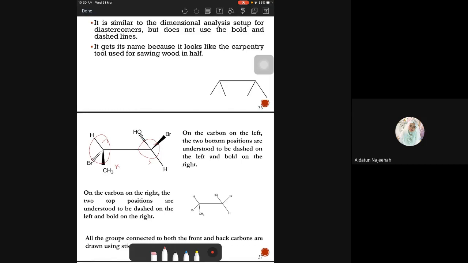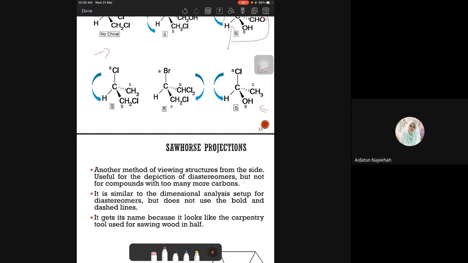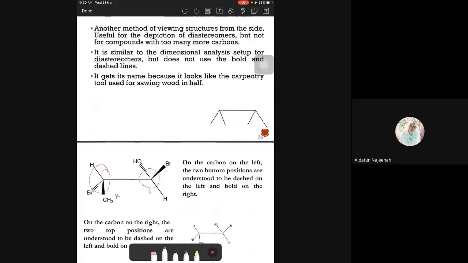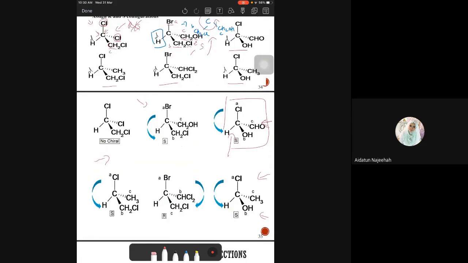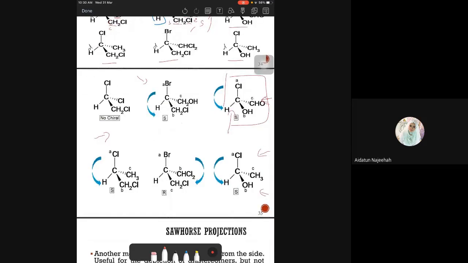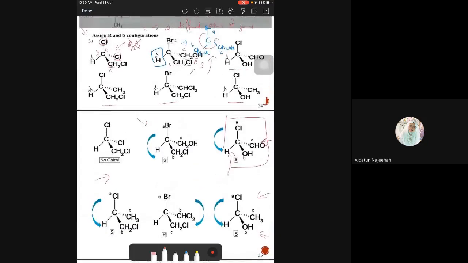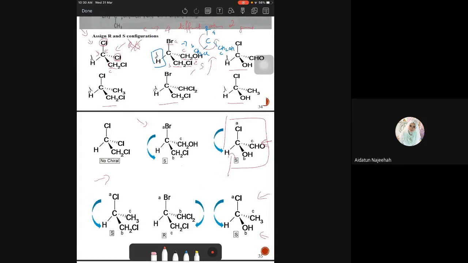This would be easier here because the lowest priority group can always be put at the back, but using a sawhorse projection, the H is here, so it will take a harder effort in order to visualize whether it is R or S. So try to go back and understand this part first, and we will continue with the sawhorse projection this Friday. Class when? This Friday. Our class will be this Friday.